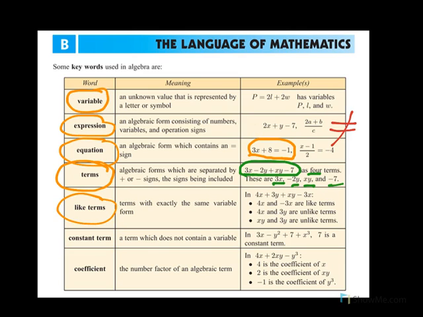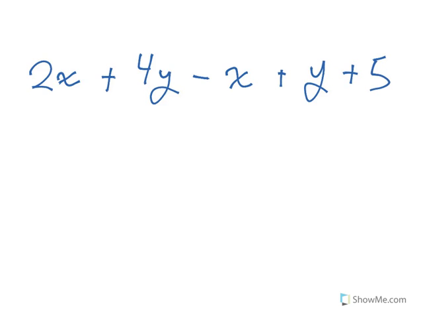Now we have like terms. What are like terms? Those are terms that have exactly the same variable. Remember what a variable is? Variables are those letters that we don't know what they are. So here, 4x plus 3y plus xy minus 3x. 4x and -3x are like terms. 4x and 3y are unlike, and 3y and xy are unlike. Here we have an expression. There is no equal sign, so this is not an equation.